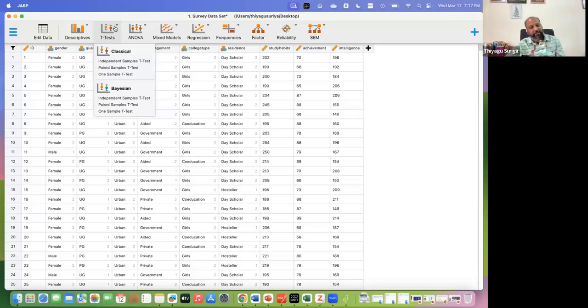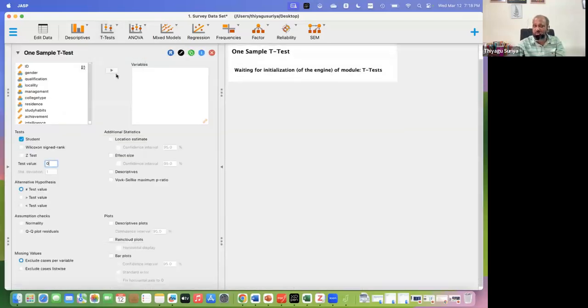Now, let us go with the one sample t-test very fast. It's not possible to do this without data, but I'm just doing this. Click the one sample. When you click the one sample, you get this interface. As I already mentioned, with only one sample, how many groups are there? There is no group, only one group representation.